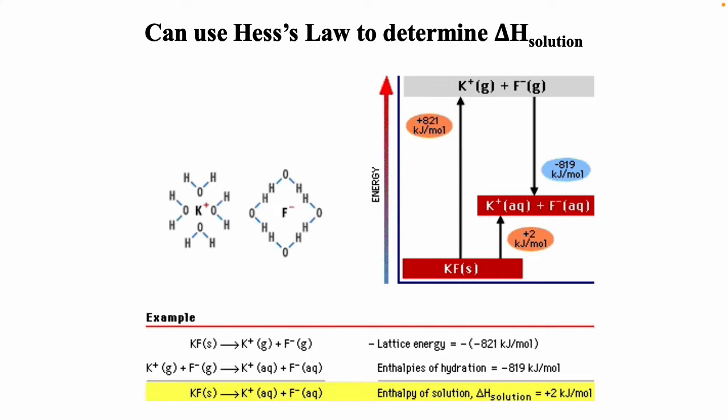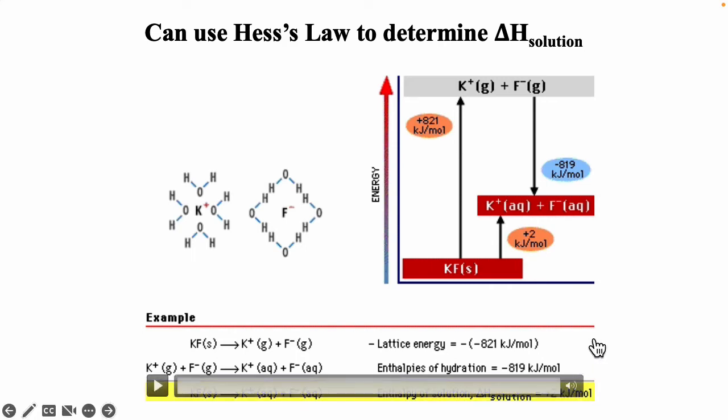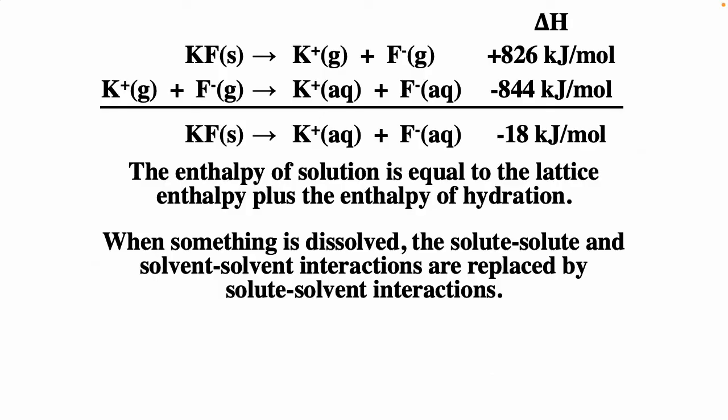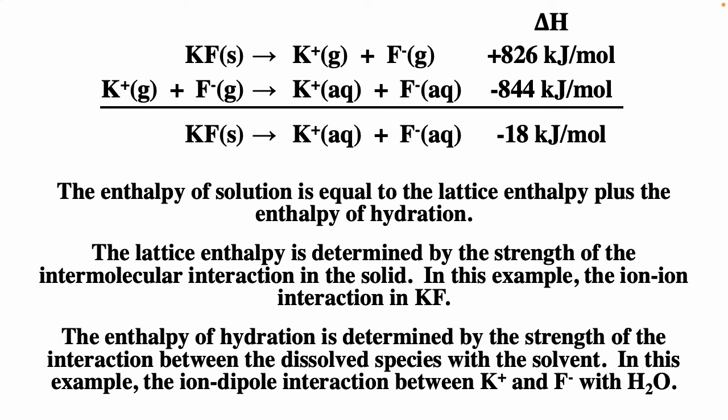And so for some ionic solids going to aqueous ions, you'll find the enthalpy of solution is positive. For others, you'll find it negative. And so for potassium fluoride, it's 2 kilojoules per mole. We found for sodium chloride, it was 3. But sometimes it actually does come out negative. For potassium fluoride, it actually gives you a negative enthalpy of solution. But again, please remember ionic solids dissolve in water because the strong ion-dipole interaction is able to replace the ion-ion interaction.